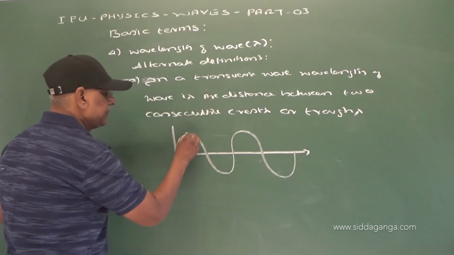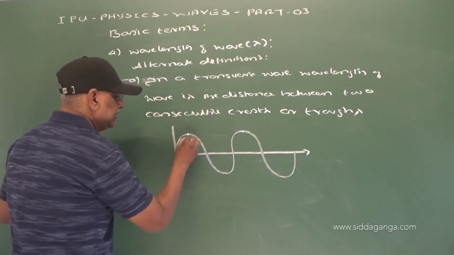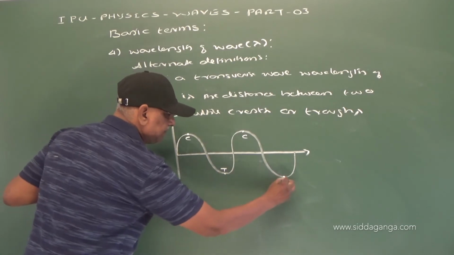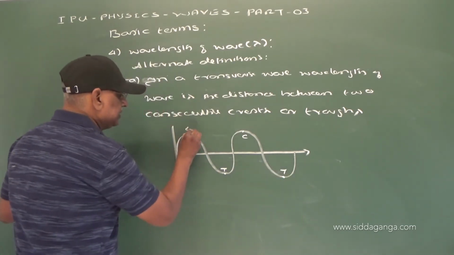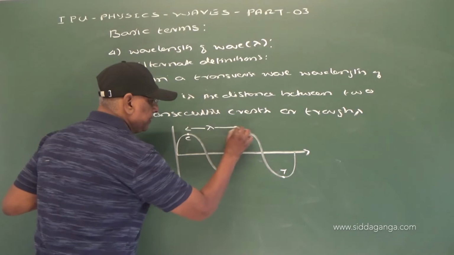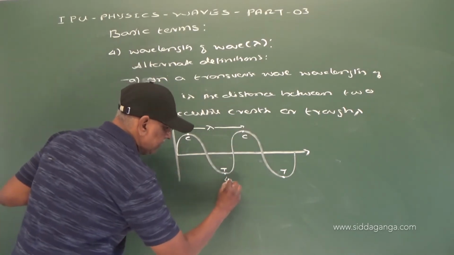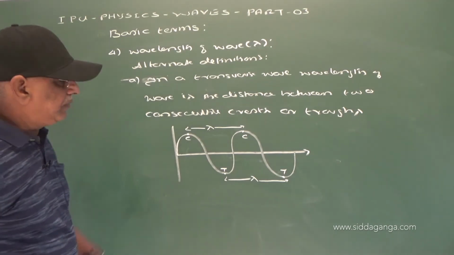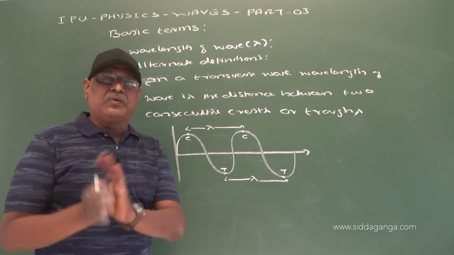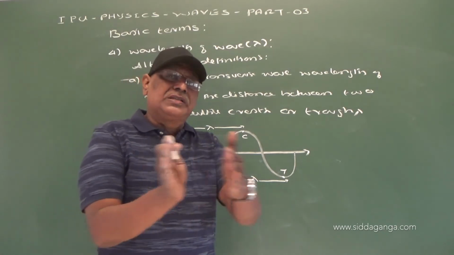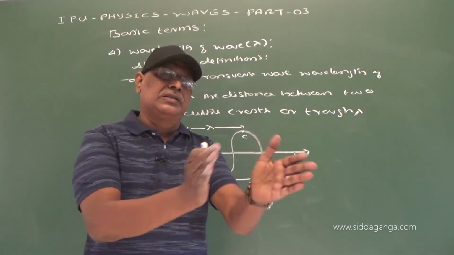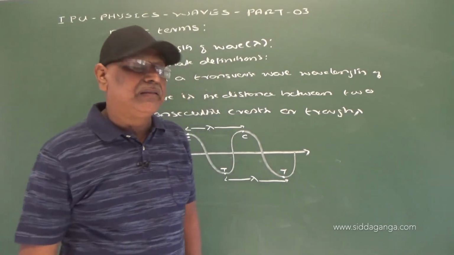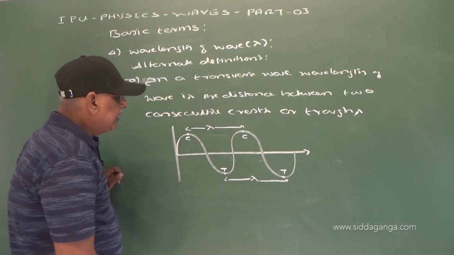So here, this is a crest, this is a trough. So this distance is the wavelength and this distance is the wavelength. You could take anything, but we have to take only two consecutive crests or two consecutive troughs, whose distance is equal to the wavelength of the wave.